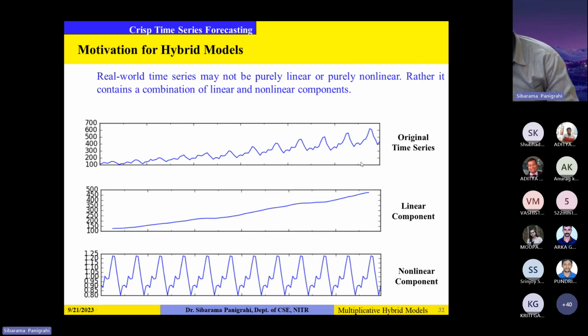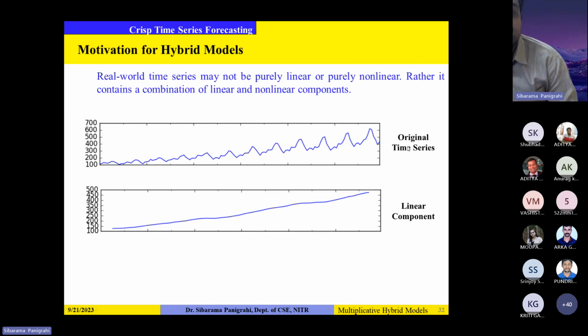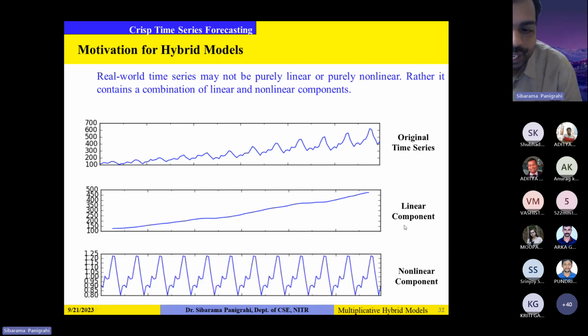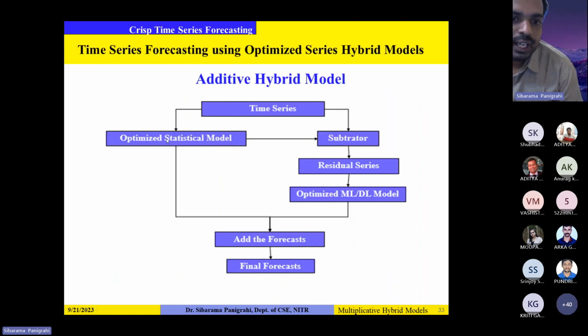So here, let me go through the previous example. This is the original time series and this is the linear component which can be modeled by a linear statistical model. Now, if I subtract the linear component from the original time series, then I will get this nonlinear component. So first I have modeled the linear component using a linear statistical model. Then I have subtracted the linear forecast from the original time series so that I can get the residual series. Now you see the residual series is nonlinear.